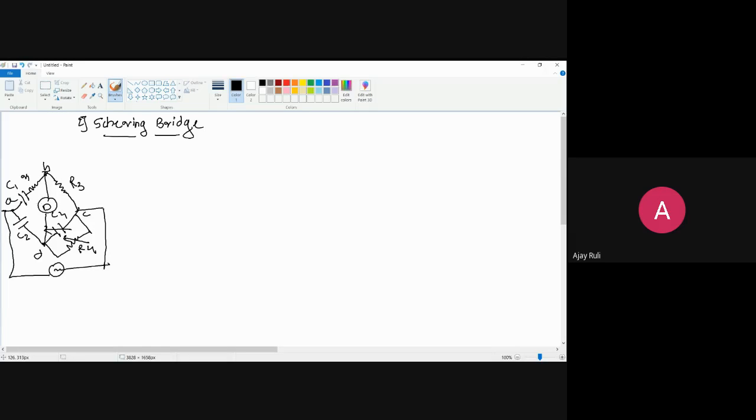Sir, where is R2? There is no R2. This is the third bridge, that's why I have written R3. There is no resistance in the second arm. If there is a resistance, I could have written R2. This is small e. So this is the phasor diagram. Try to find the value of C1 and R1. I will tell you what is C1, what is R1 in the next class.